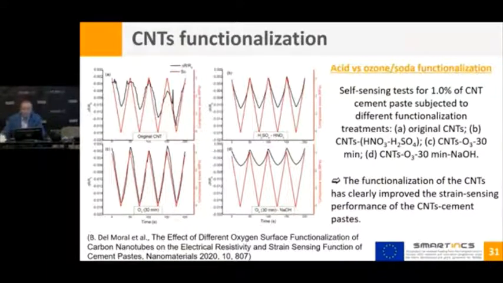And finally there you have the response of the system where the carbon nanotubes were functionalized with the mix of sulfuric acid and nitric acid, and as you can see, the response was good. There is no drift of the baseline, and also the response is higher with respect to the last system based on functionalization of ozone and soda. Anyway, the functionalization in this case clearly improved the strain sensing performance of the materials prepared by these authors.